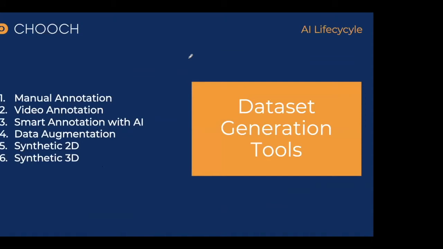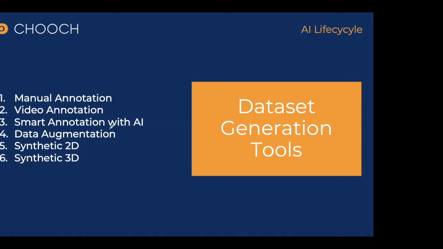So data set generation tools: manual annotation, obviously very, very important. And then you have video annotation, which is annotating a video and then having the tracking system track that object throughout the video and generate a data set based on that, which generates hundreds of thousands of images through a video, basically. And then you have smart annotation with AI, which is using the inference engine, again, to annotate new data. So this is part of that cycle where you need the inference engine to do the annotation work.